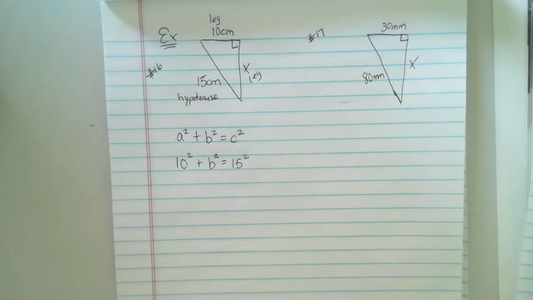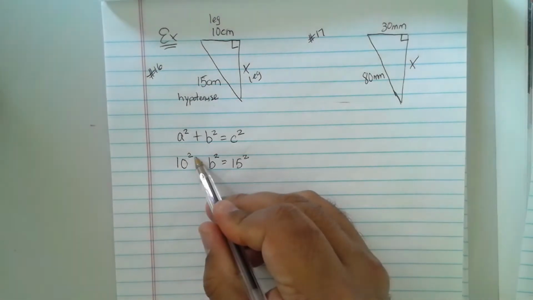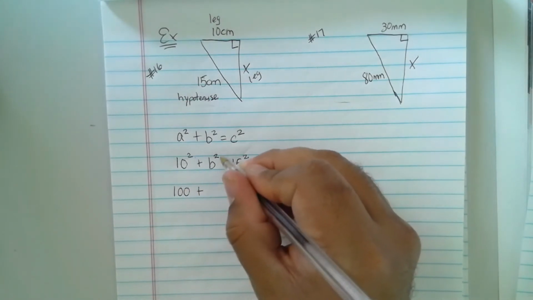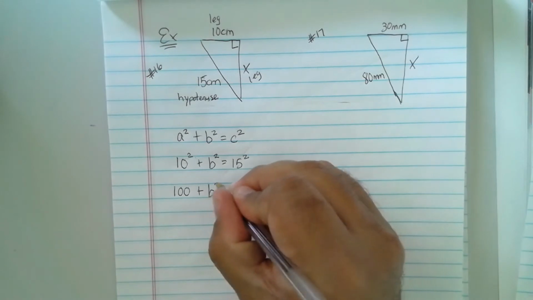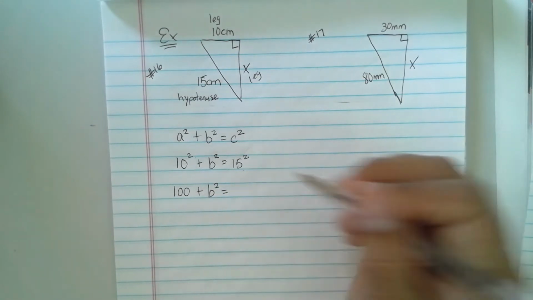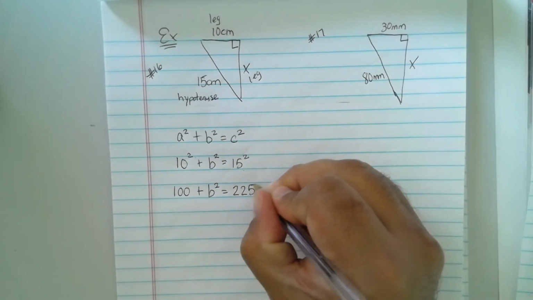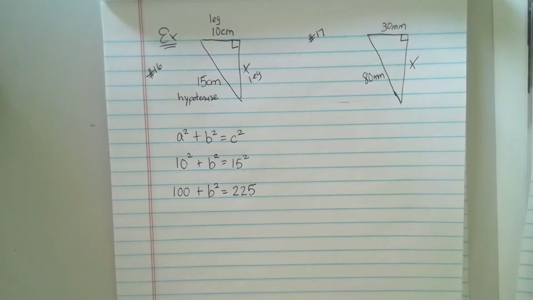So guys, let's just work this out and see how it unravels. All right? What is 10 to the second power? 100. Plus, what do you do with a B squared? Just bring it down. It's equal to, what is 15 to the second power? 225. All right. So remember I told you guys before, we have one unknown variable, which is located on the left-hand side. How do you solve for the unknown variable? You have to take out all the other numbers.